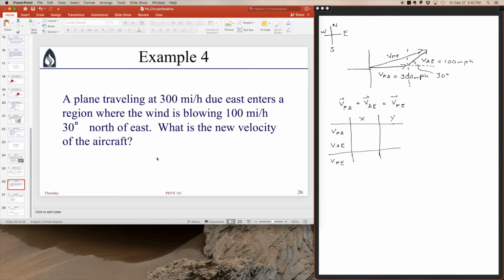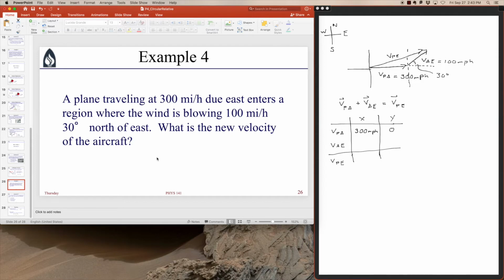All right, so the first vector, the plane with respect to the air, well, that's the easy one, because the velocity of the plane with respect to the air, as I've drawn it here, is totally in the positive x direction. So I can just write down that that is 300 miles per hour in the positive x direction, and it has no component in the y direction.